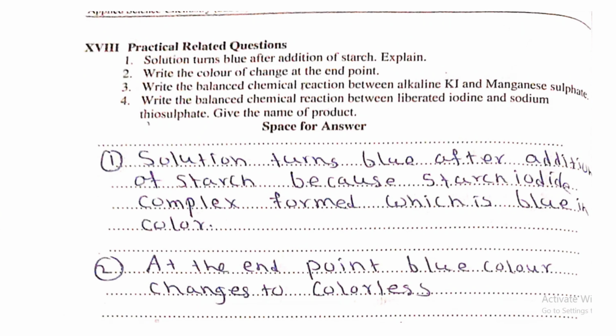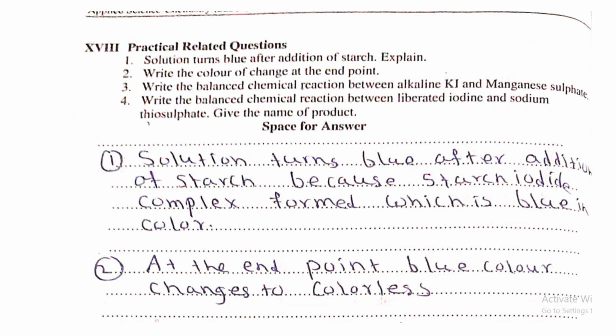Solution turns blue after addition of starch indicator. Explain. It becomes blue because starch iodide complex is formed and the color of starch iodide complex is blue. What is the color change at the end point? At the end point, blue color changes to colorless.